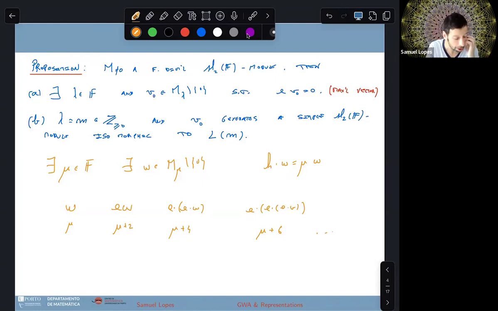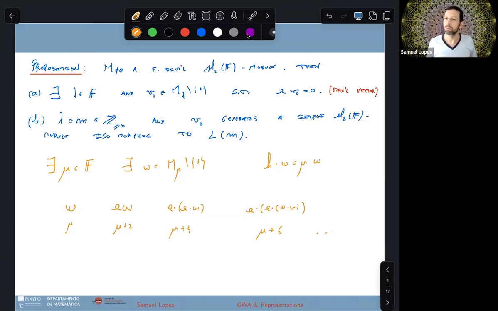Okay, so since the field has characteristic 0, all of these scalars are distinct. But you know that eigenvectors corresponding to distinct eigenvalues will be linearly independent. So this would tell me that I would have here arbitrarily many linearly independent vectors, which cannot be because my module is finite dimensional. Okay, so where's the loophole?